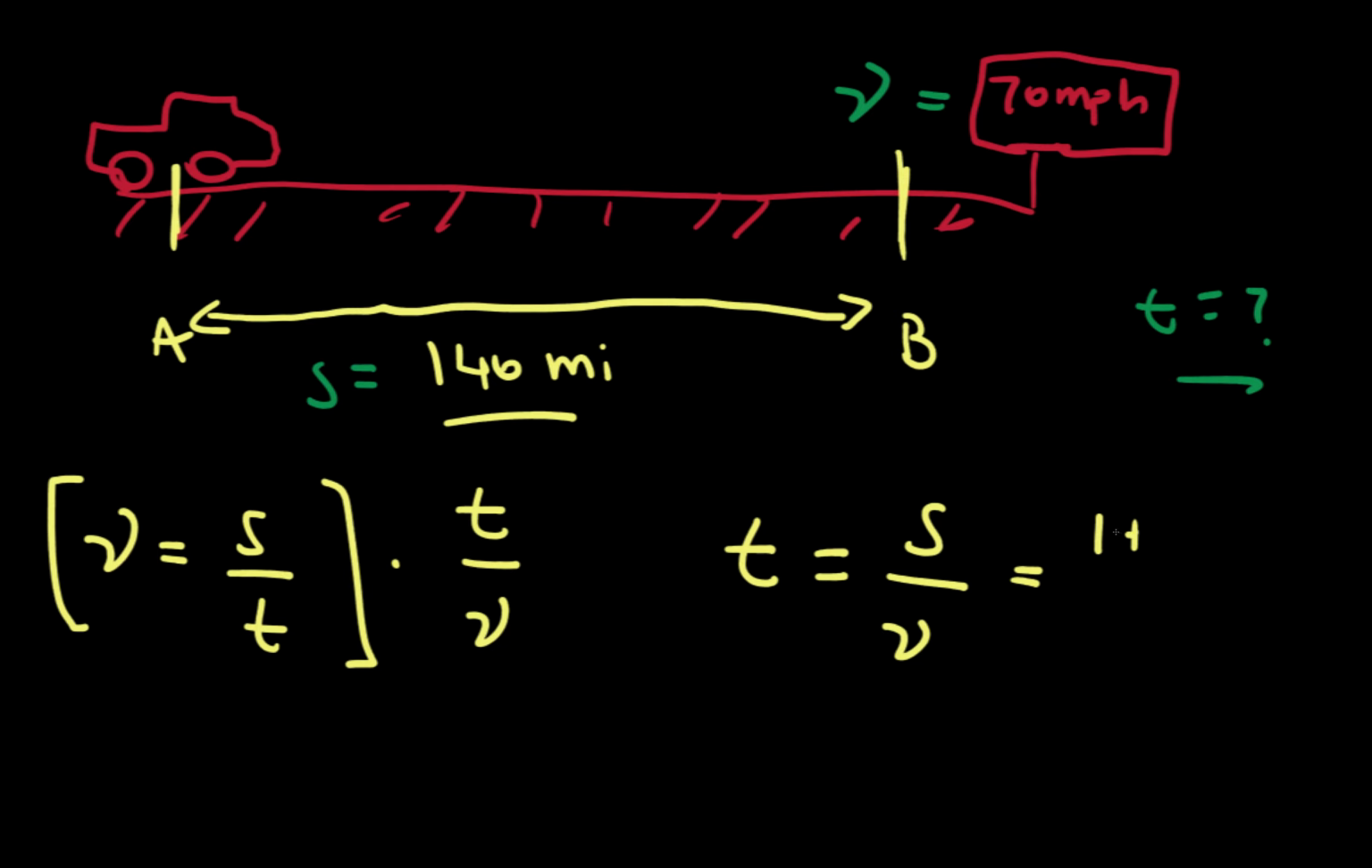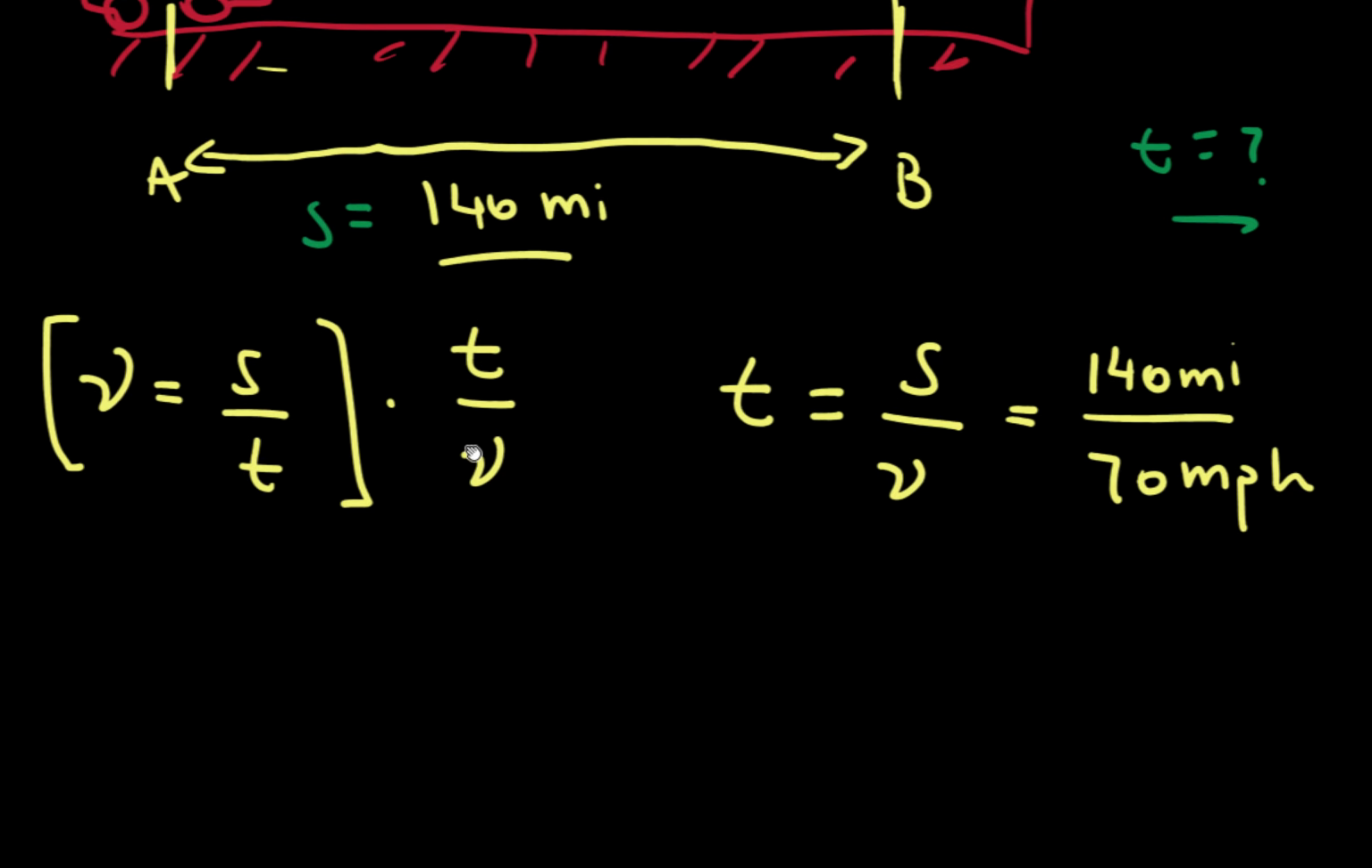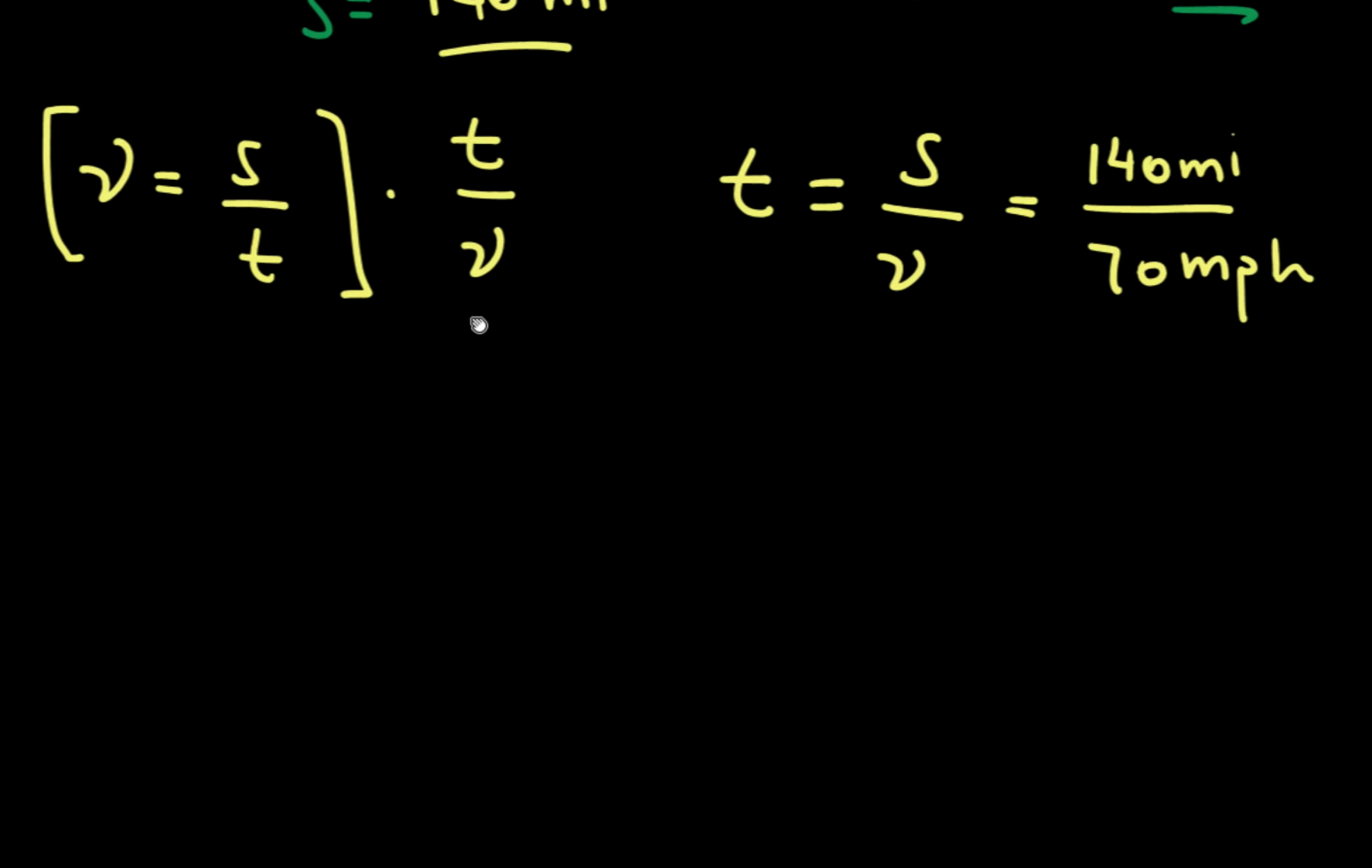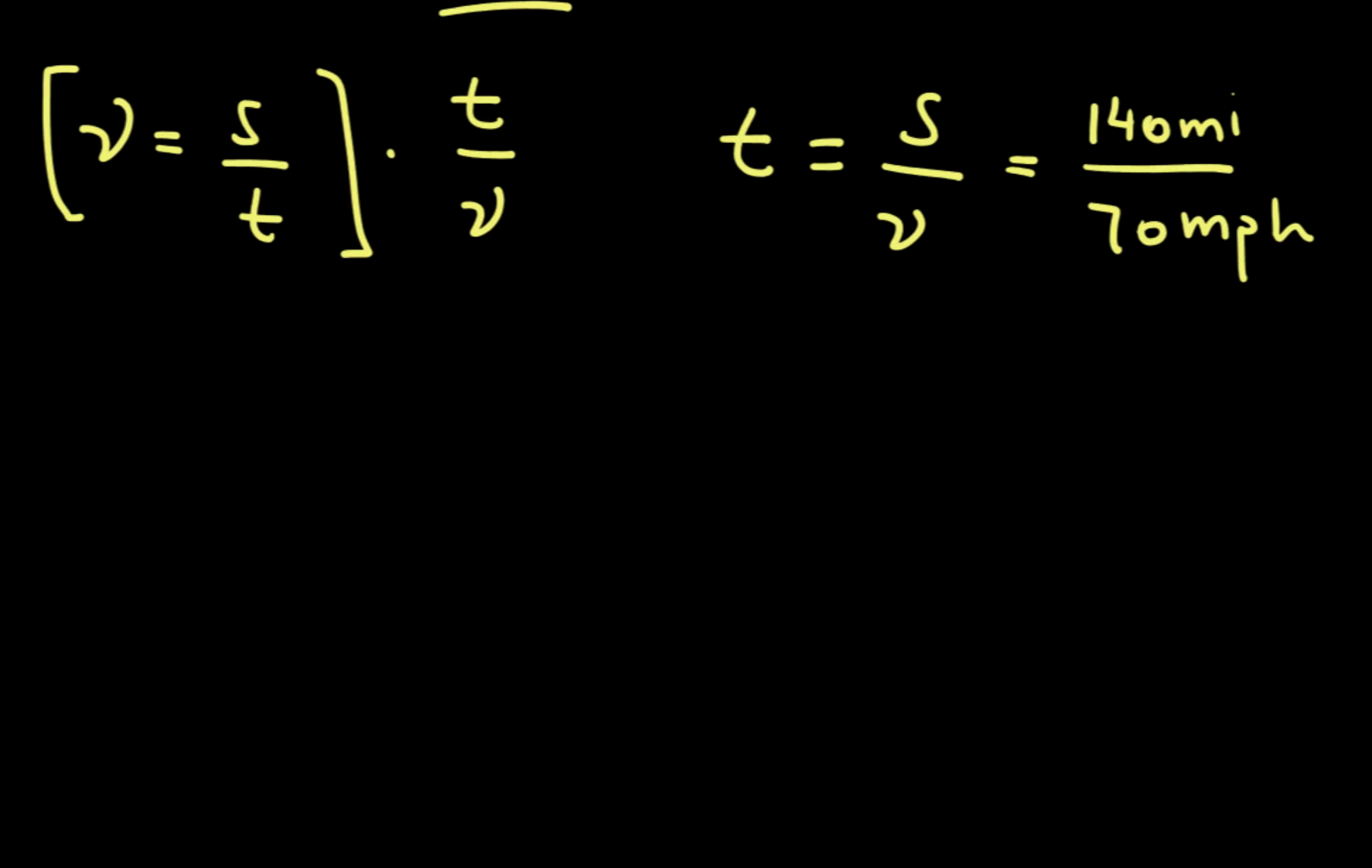So this is 140 miles divided by 70 miles per hour. Okay, good. And this is the point where I would ask you to do some dimensional analysis. All dimensional analysis means is basically work out your units.